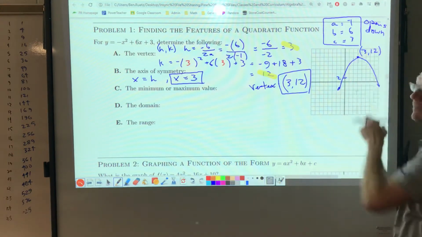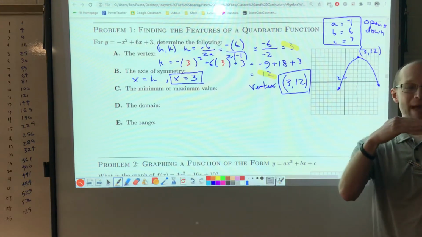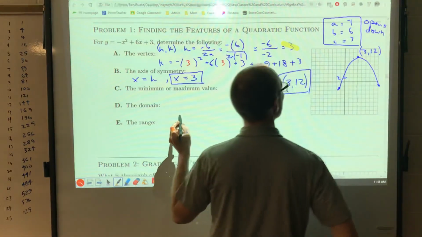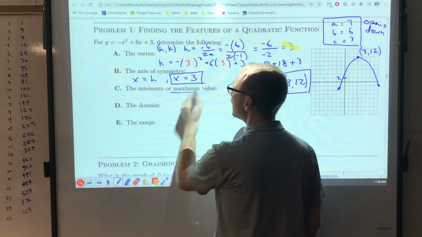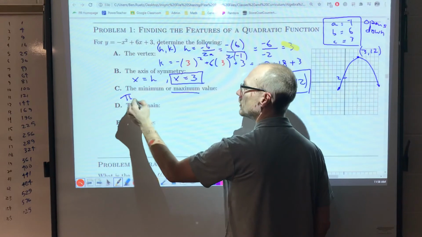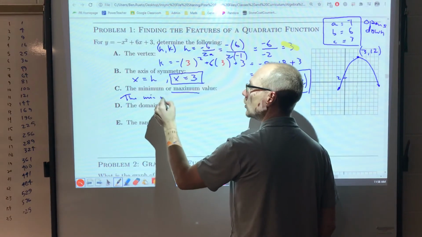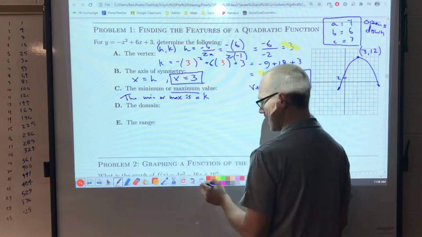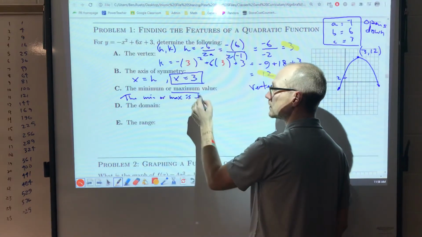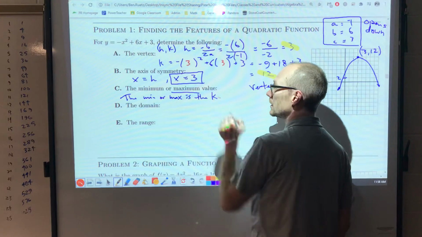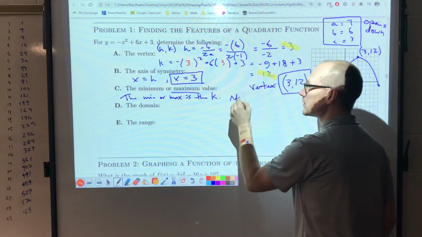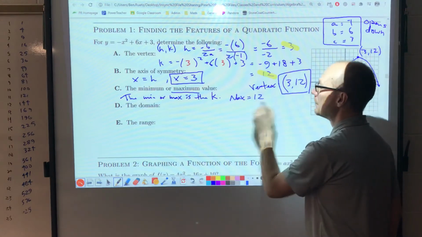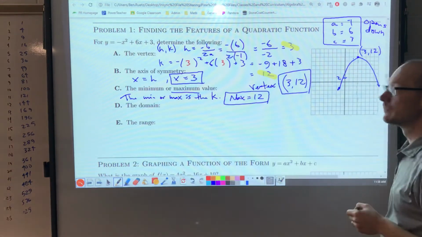So what kind of minimum or maximum is this? Well, clearly this is a maximum value. There is a maximum value of which there are no values higher, and the max is the k value, right? So this is a max equals, what is my k? It's 12. My max equals 12.